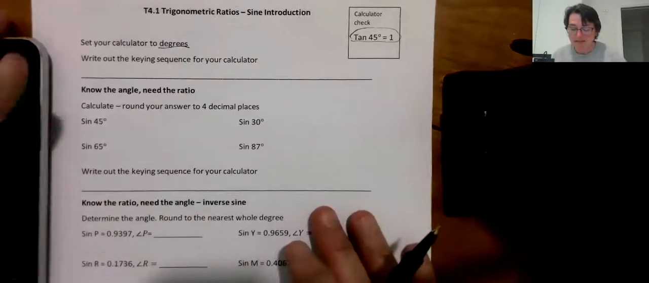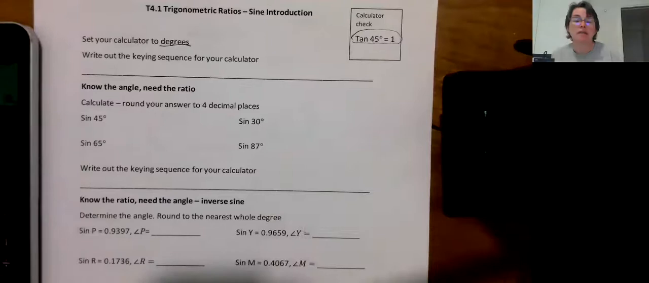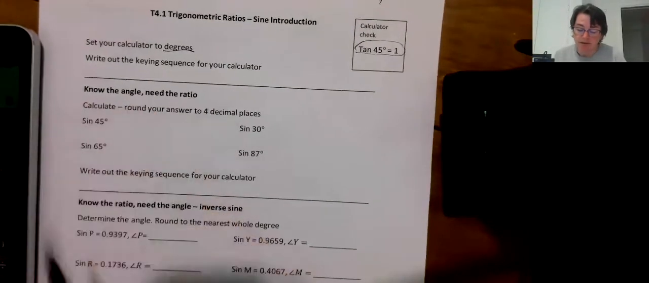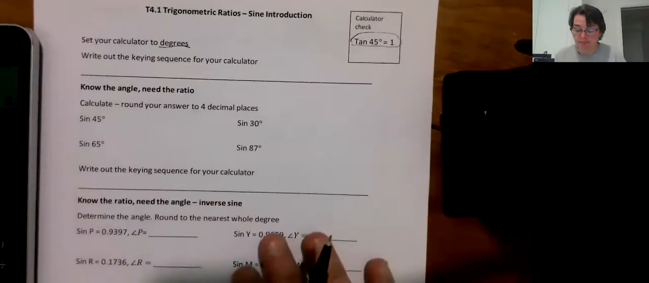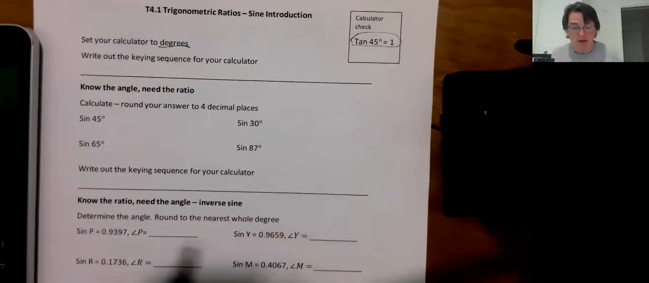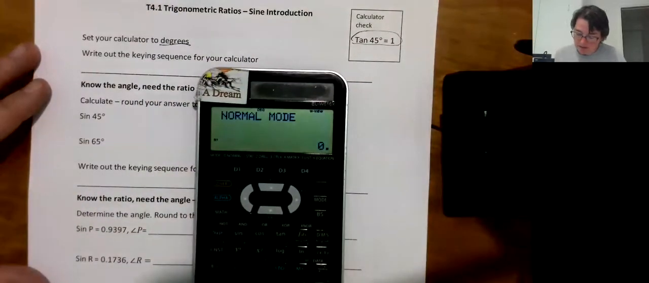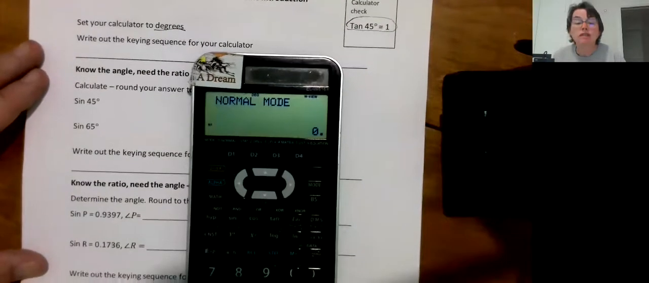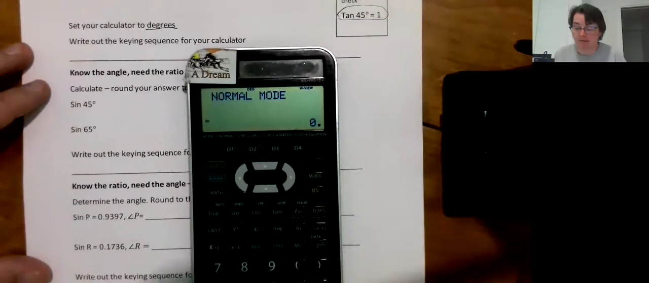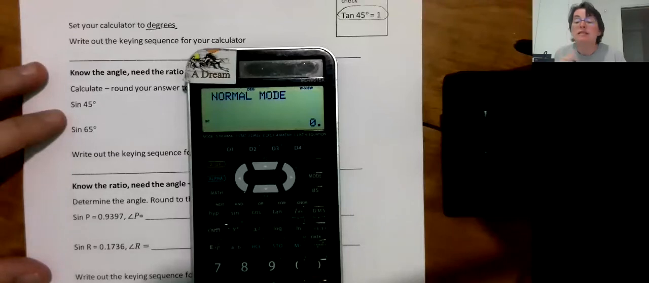A couple of things we're going to do now. We're just going to use our calculator. Not worried about triangles right now. So if you know the angle and you need the ratio, sometimes this happens. Let me move my calculator so you can see it. First of all, it's not sin. This is not church. It is sine. And if you need to put little e's in there to remind yourself, that's cool.